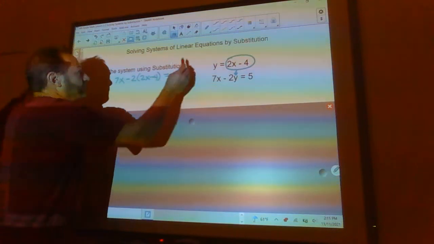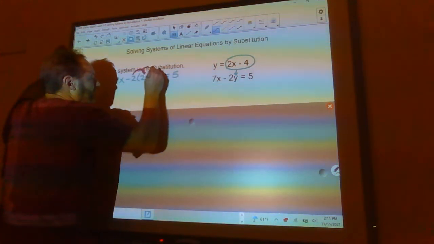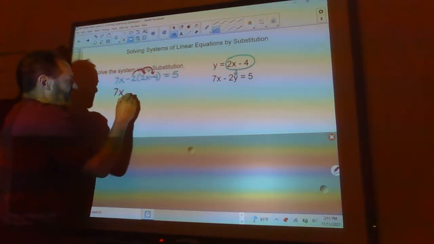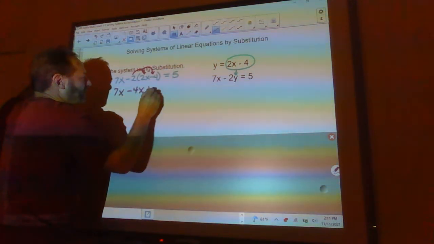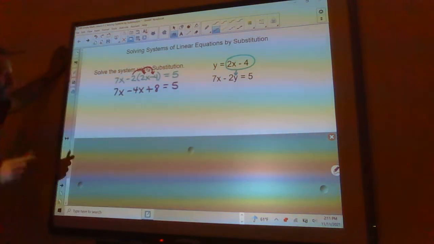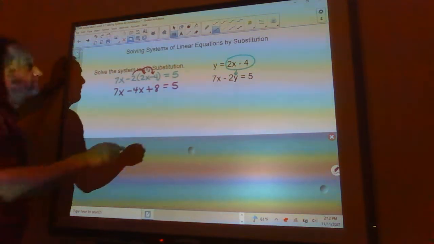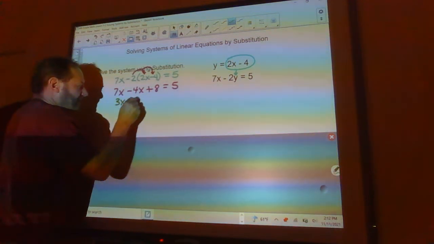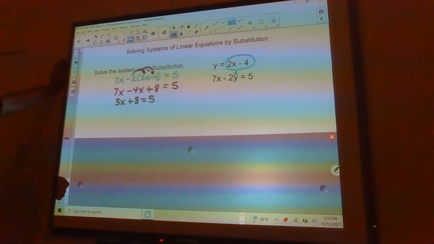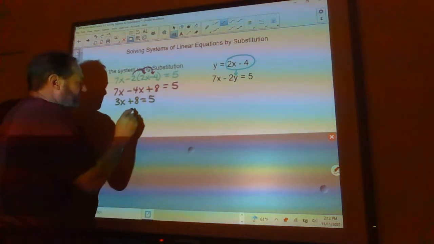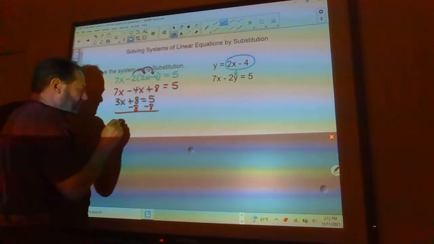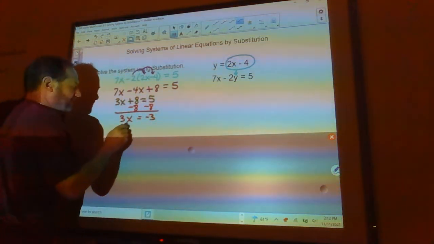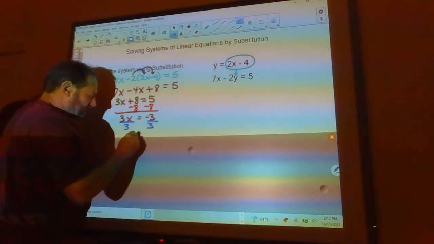So the first thing I'm going to do is take this negative 2 and distribute it in here. So I'm going to get 7x minus 4x plus 8 is 5. Okay, now I can combine my like terms. So I've got 7x minus 4x, that's going to be 3x plus 8 equals 5. And now I'm going to subtract 8 from both sides, and I get 3x is negative 3. And finally, I'm going to divide by 3, and I'm going to get x equals negative 1.